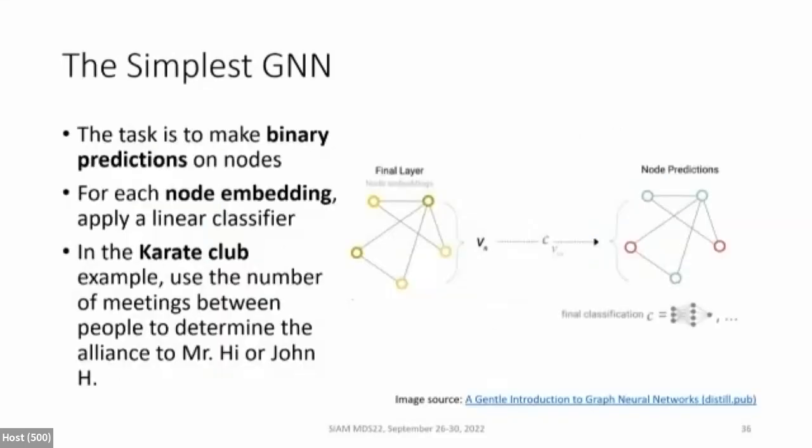So the simplest task is to make, as I mentioned, binary predictions on nodes. In order to do that, for each node embedding, we can apply a linear classifier. Again, the example we are going to look at in the tutorial is the Karate Club example, where we use the number of meetings between the people to determine the alliance to the two people in charge.